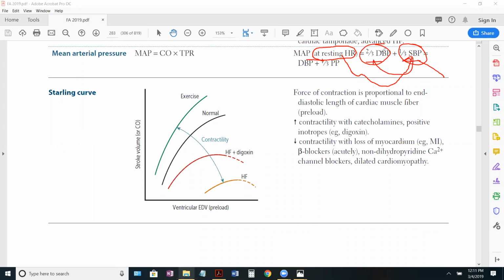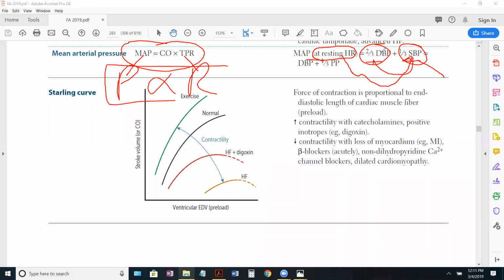So that's why they are telling you that the equation to calculate mean arterial pressure during a resting heart rate is 2 by 3 diastolic blood pressure plus 1 by 3 systolic blood pressure. Another thing that I always told you, pressure is directly proportional to resistance. So this is the equation. This is the mean arterial pressure. This is the resistance. This same principle also applies here.